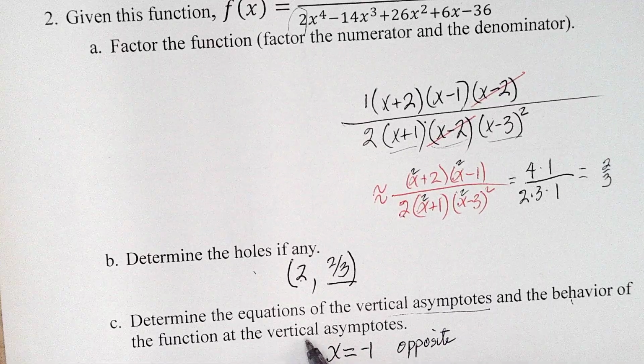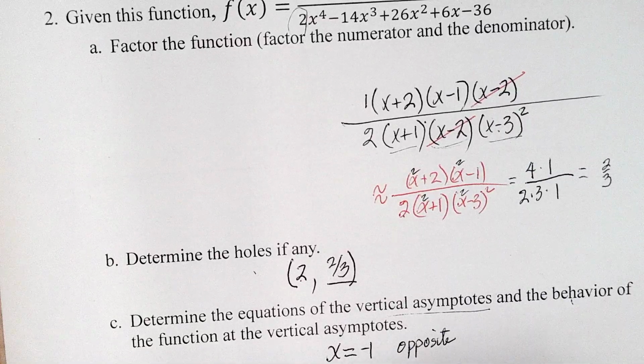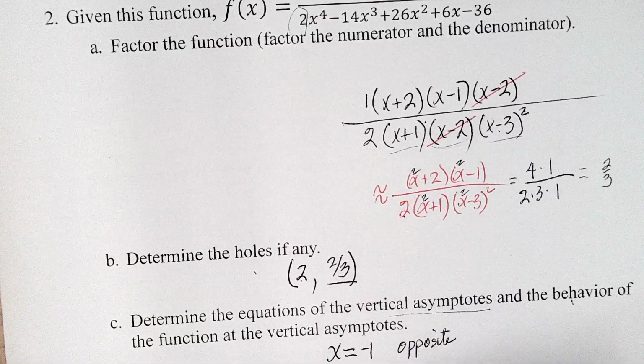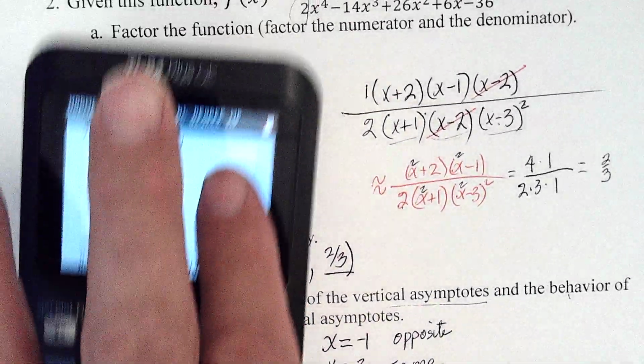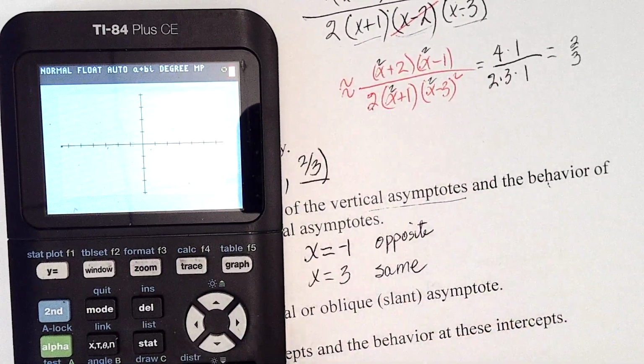Remember, vertical asymptotes, it's either same or opposite. We have one at 3. And since it's multiplicity 2, it goes in the same direction. I can also see that on my calculator if I go back to zoom 4.